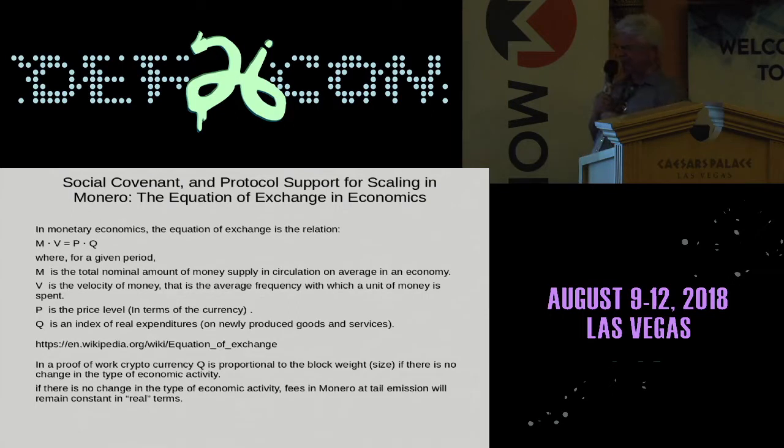P is the actual price of goods and services in terms of the currency. That can be thought of as, if P is high, that means you have a lot of inflation. If P is low, we have deflation. In this model here, Q has been shown in a simplified manner.